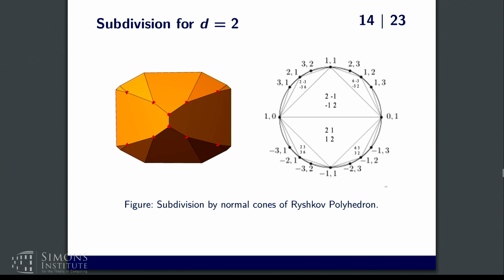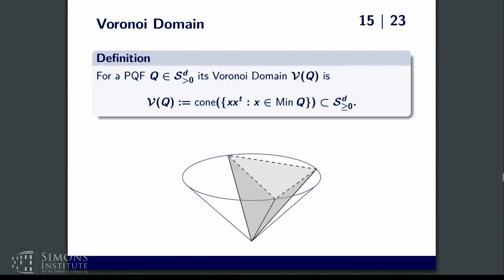Let's see. Okay, what are these cones exactly? These outer normal cones are so-called Voronoi domains, which are just: if you take a positive definite quadratic form, and you take the minimal vectors, and you look at x x transpose for these minimal vectors, you take the cone that's spanned by these things. And this cone is full dimensional if and only if Q is perfect, which makes sense because you only get a full dimensional outer cone at vertices; if you're at a facet or an edge, you don't get a full dimensional normal cone.